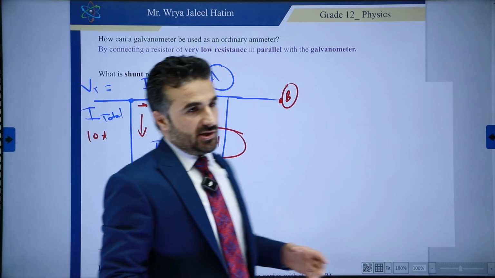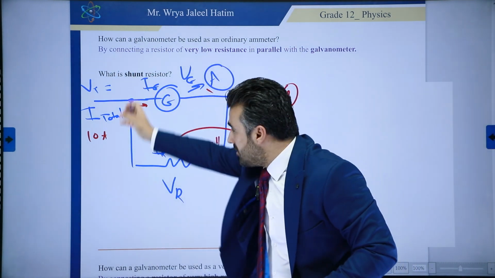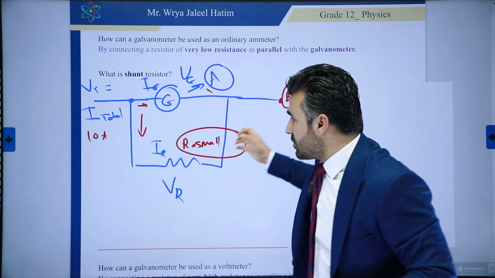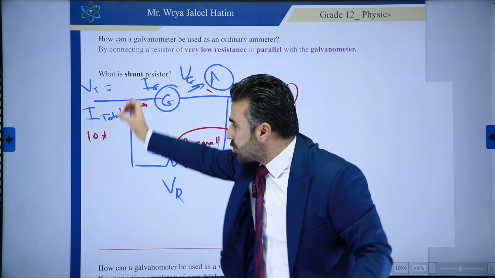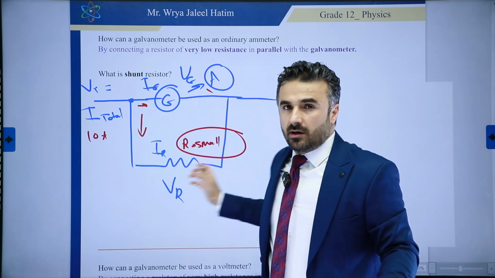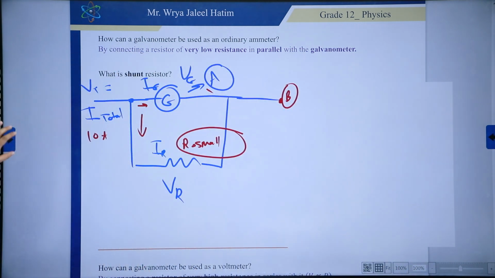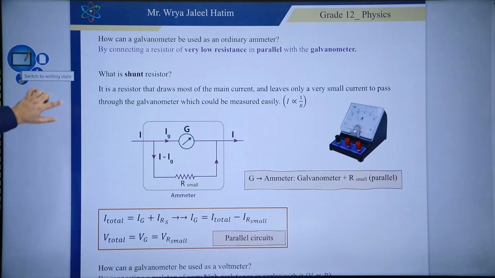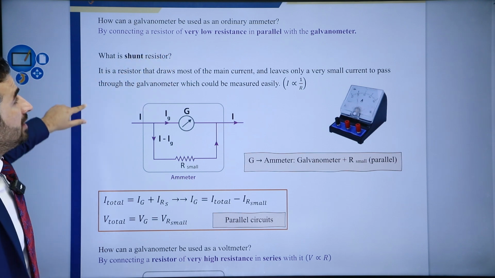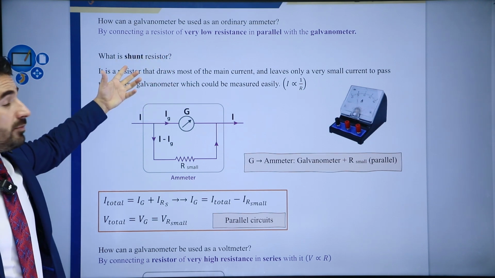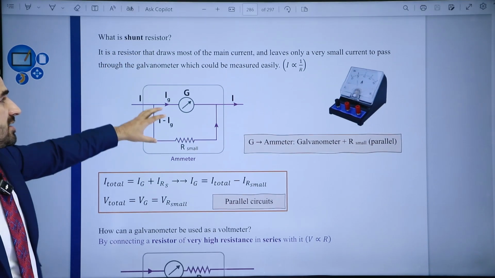Why do we call it a shunt resistor? Or what is a shunt resistor? You can say it is a resistor that draws most of the current in the circuit, or you can say it is a resistor that has a small resistance which allows most of the current to pass through this one, so that we can, of course, use the galvanometer safely here. So this is basically what you need to know, okay? So remember the answer, or how you can answer the question, how we can use a galvanometer as an ordinary ammeter. That is basically what it is, and basically this is what happens.